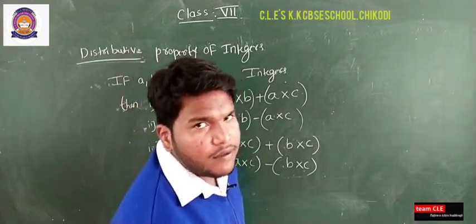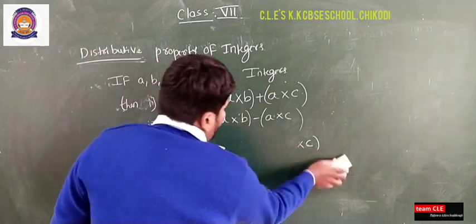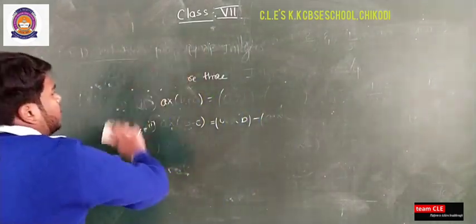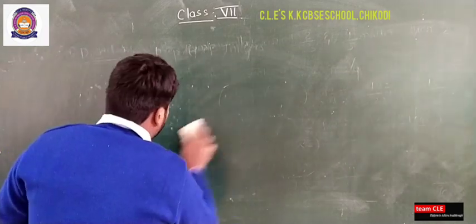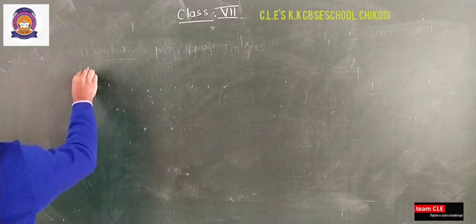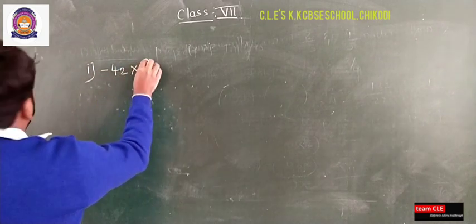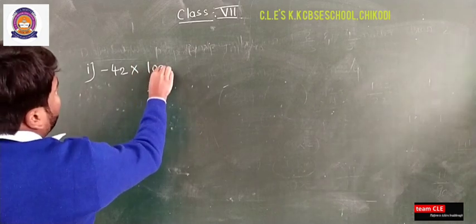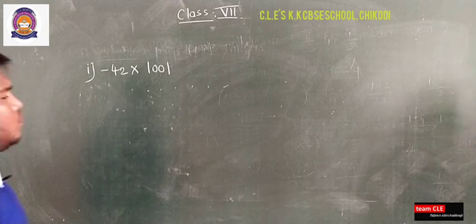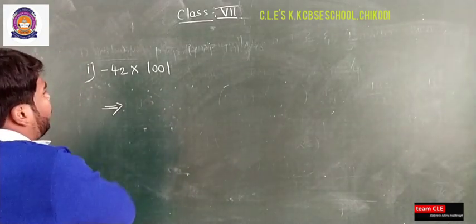Now I am going to solve some examples, and you will come to know it better. So all of you note down this and go through this video, where I am going to solve some examples of the distributive property of integers. For the first example I will choose minus 42 into 1001. I will go through this using the distributive property of integers.